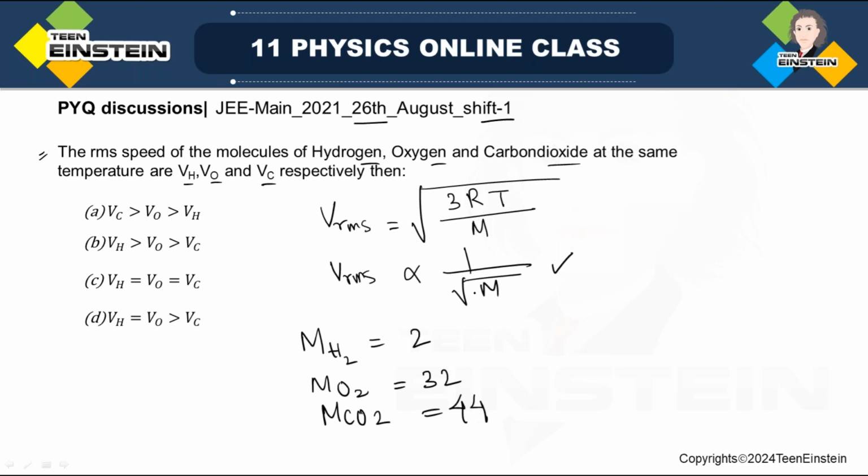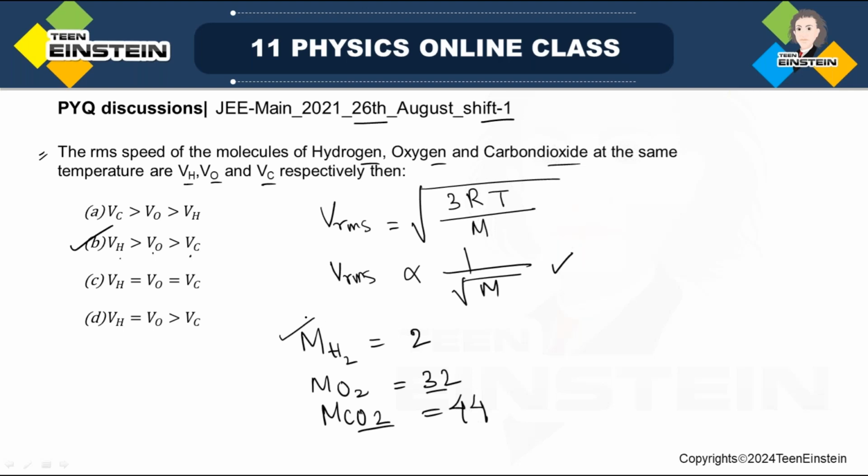So according to this variation of Vrms with the molecular mass, hydrogen will be having the greatest speed because it has smallest molecular mass. Then the RMS speed of oxygen will be there, and then the least RMS speed will be for the carbon dioxide. Look, then VH greater than VO greater than VC. So this option will be correct for this question. So option B will be the correct answer for this.